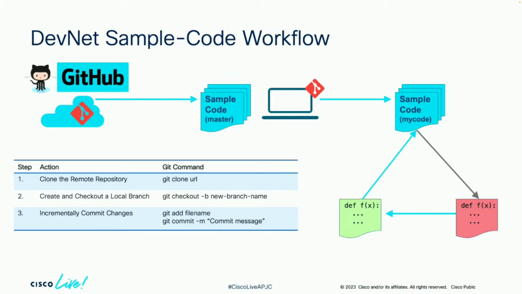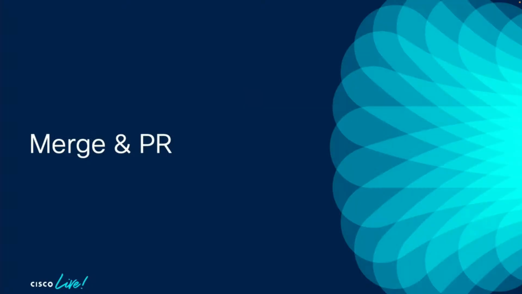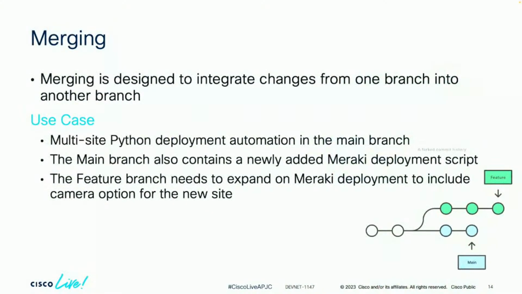Good question. Okay. So this is a great segue for us to talk about merge and pull requests. Merging is designed to integrate changes from one branch into another. So let's look at this use case. Your multi-site Python deployment automation of the main branch for your Meraki deployment. The main branch also contains newly added Meraki deployment, and then you're building a feature branch on the Meraki that includes some camera deployment for the site.